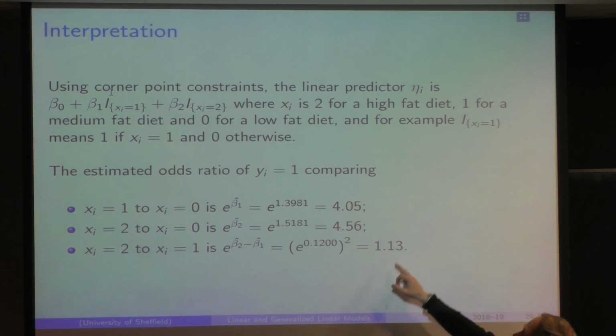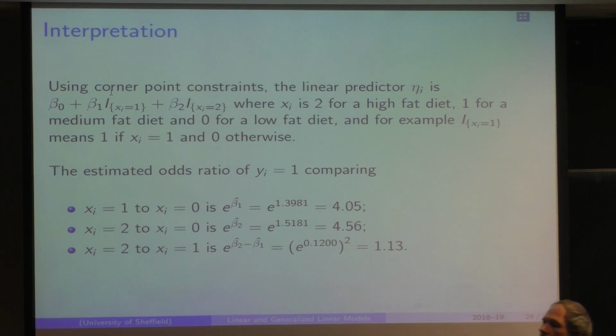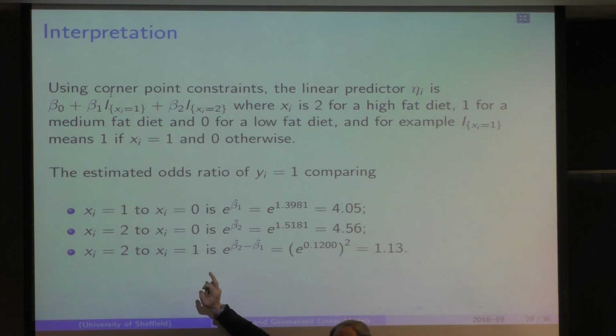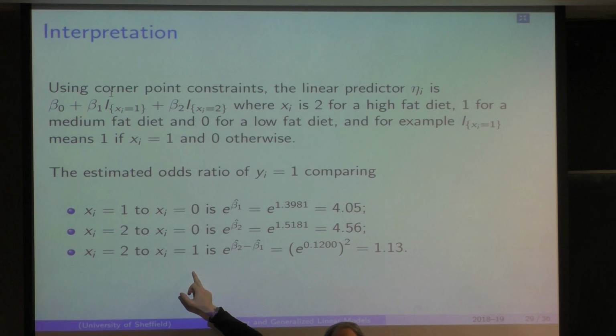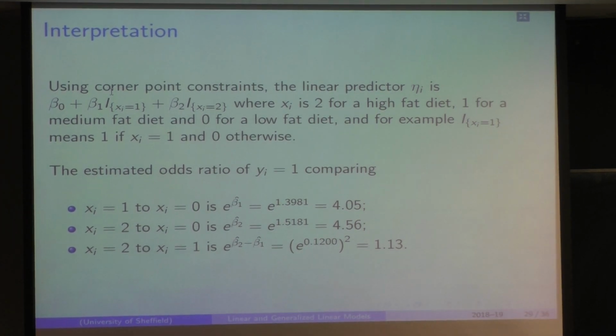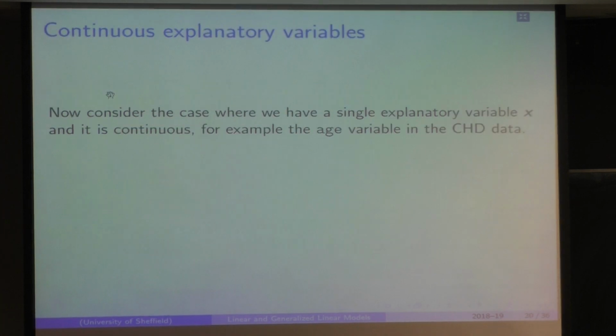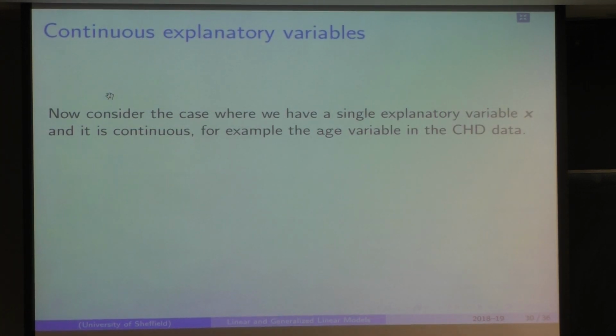Now in that case, we see that it's actually quite close to 1. An odds ratio of 1 would say that the odds were the same, so the probabilities were the same. So it would suggest there possibly isn't that much difference between a medium fat diet, which is xi being 1, and a high fat diet, xi being 2, in this data set. Okay, so that's what we can do with a factor with multiple levels.